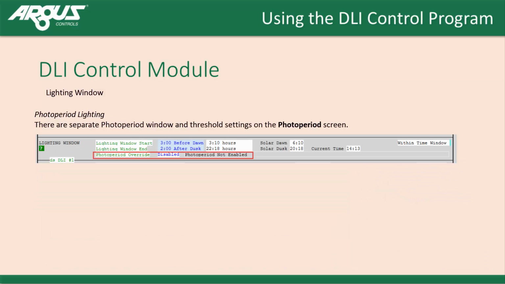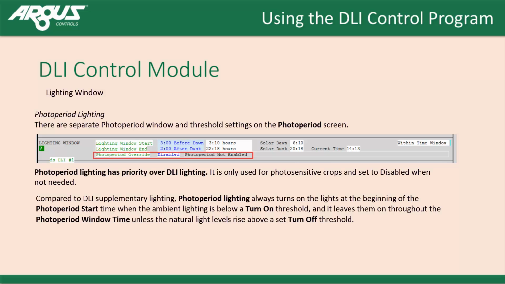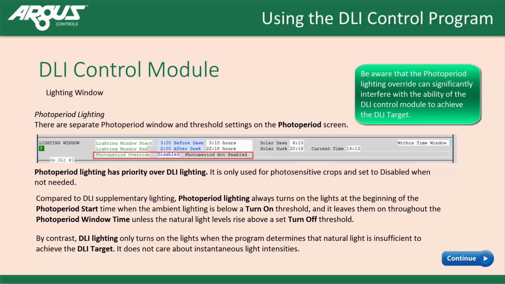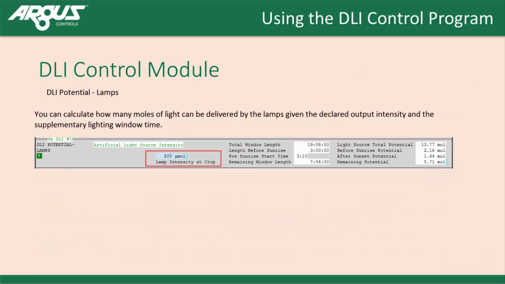Photo period lighting. There are separate photo period window and threshold settings on the photo period screen. Photo period lighting has priority over DLI lighting. DLI potential, lamps. You can calculate how many moles of light can be delivered by the lamps given the declared output intensity and the supplementary lighting window time.